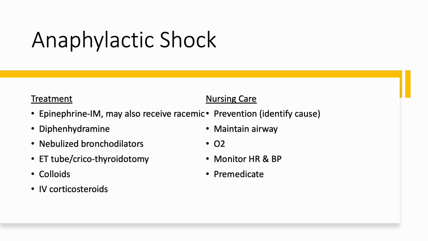Nursing care focuses on prevention by identifying and avoiding the allergen. But if they're having an active anaphylactic reaction, you want to maintain the airway and provide oxygen, monitor the heart rate and blood pressure closely, and premedicate high risk patients before exposure to known allergens.